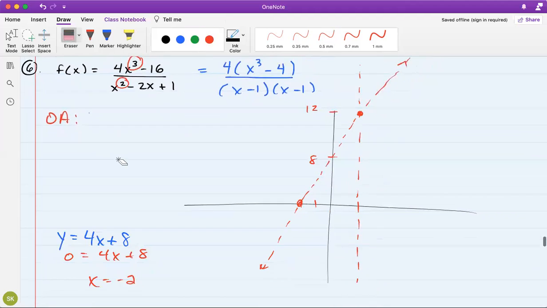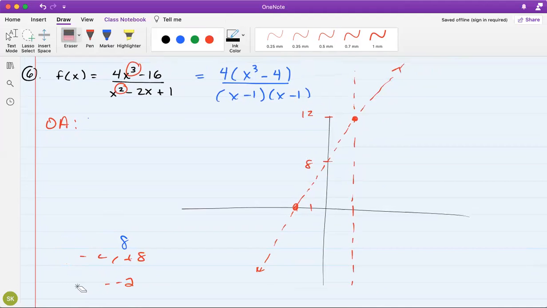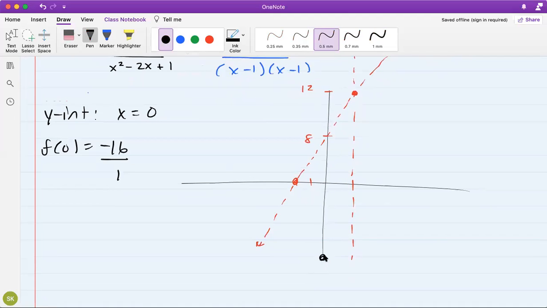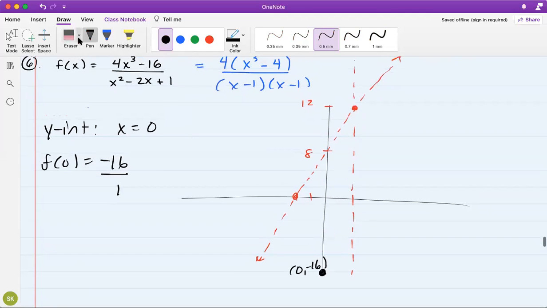Okay, let me zoom out a little bit. The next thing to do is to find the x and y intercepts. Remember that the y-intercept is where we set x equal to 0. In that case, f of 0 is, plugging it in here, negative 16 over 1. So 0, negative 16, that's way down here. I'm just going to put a dot here. It's 0, negative 16.